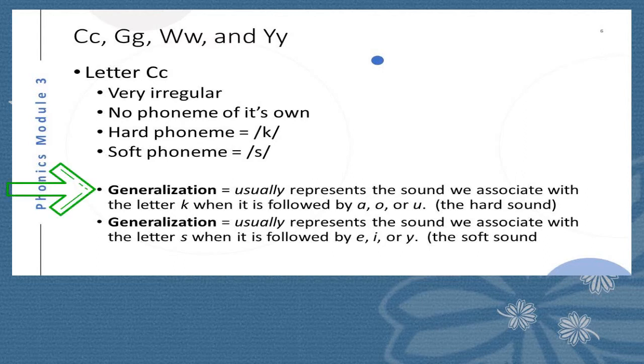First, the letter C generally represents the sound we associate with the key symbol K when it is followed by A, O, or U. Second, the letter C usually represents the sound we associate with the key symbol S when it is followed by E, I, or Y.